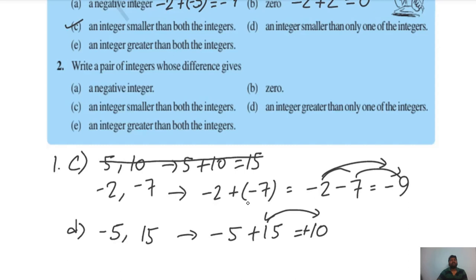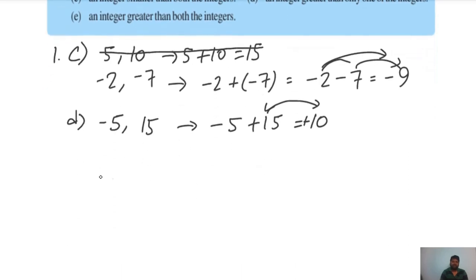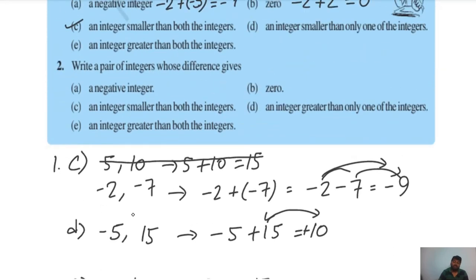An integer greater than both the integers. We can use this example, 5 and 10. Okay, so for 5 and 10, we get the sum 15, and 15 is greater than both the integers. Okay, similar case, here we are asked to write any pair of integers whose difference, that means the operation is minus, gives a negative integer.